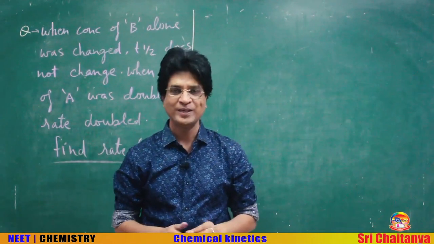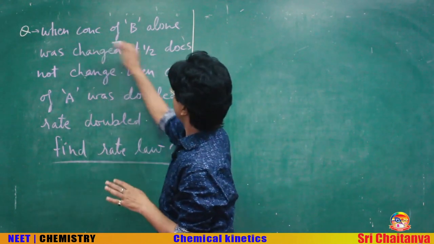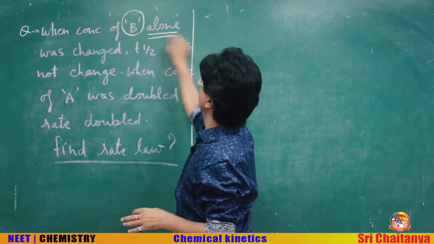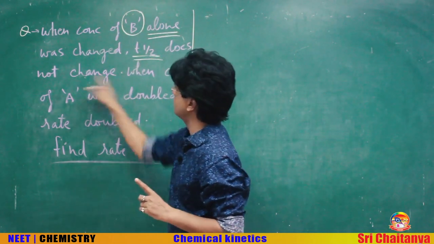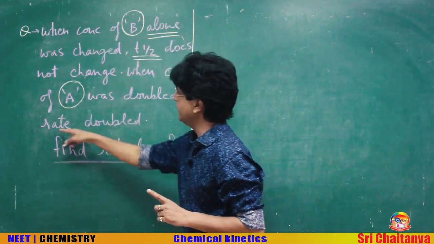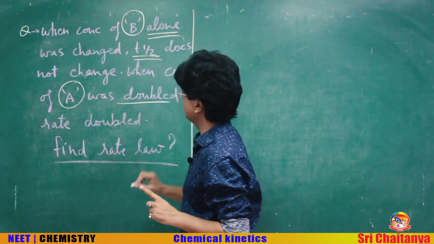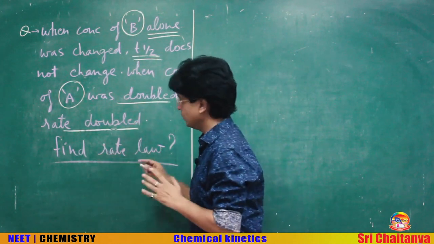Okay. So let's see one more interesting question, and this question says when concentration of B alone was changed, T half-life does not change. When concentration of A was doubled, rate doubled. The concentration of A doubled, rate also doubled. They are asking you rate law.